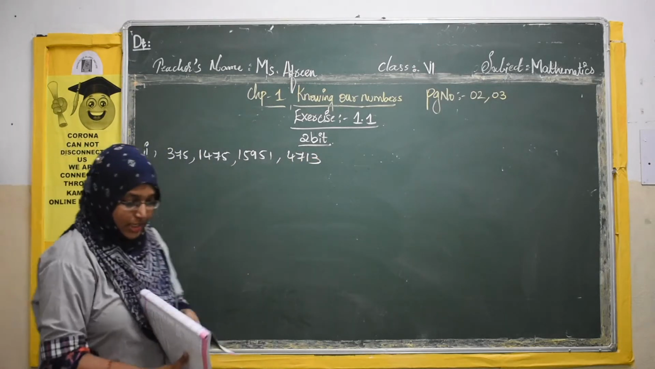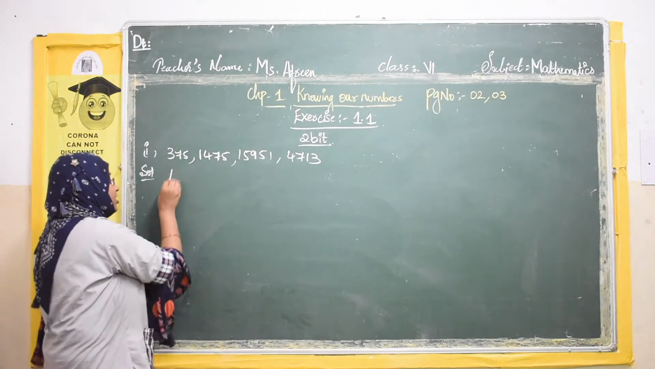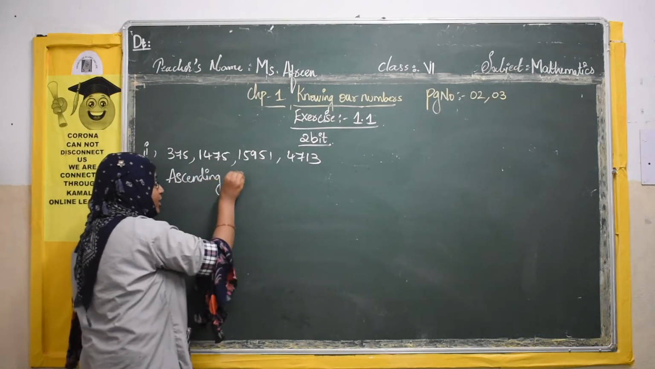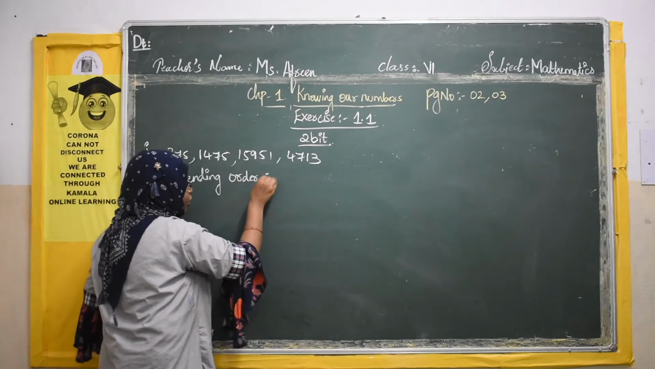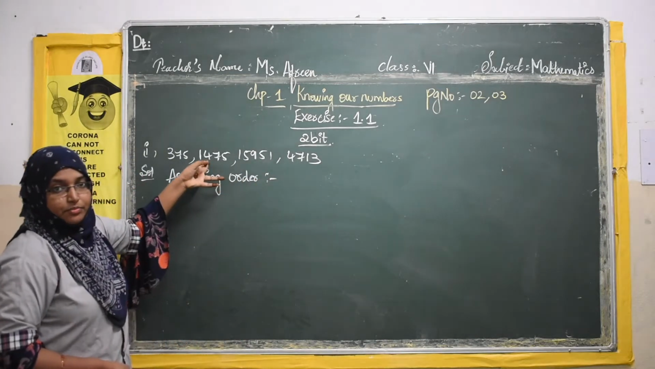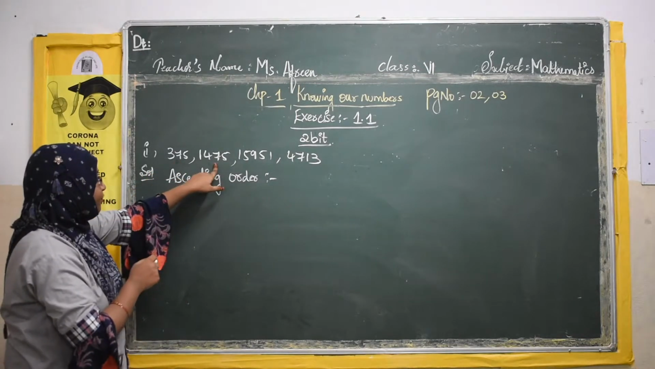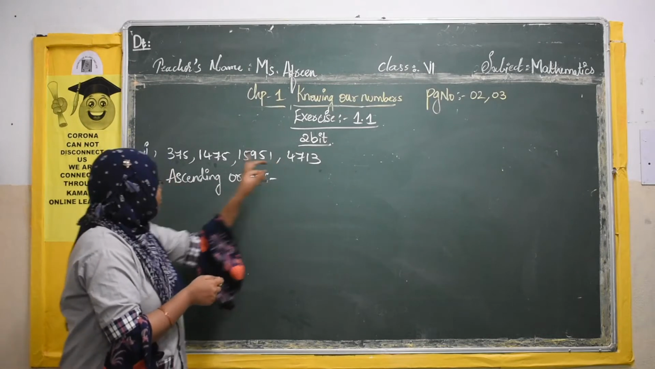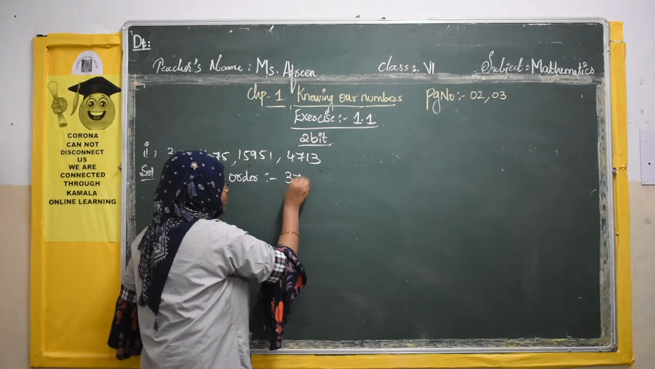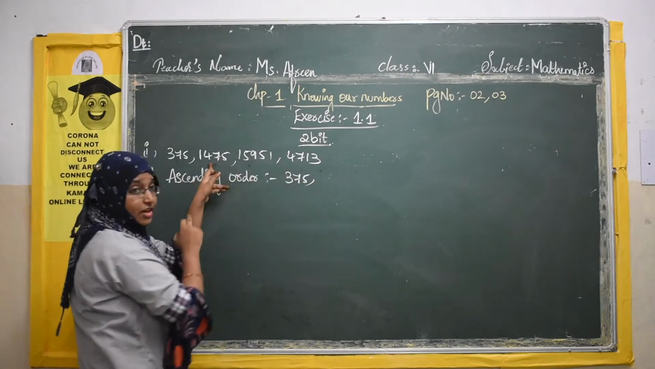Now we have to write in ascending order. What is one more name for ascending order? Increasing order. So let us first write ascending order. Increasing order means small to big. Among this series of numbers, which is the smallest one? It is 375, because it has fewer digits. Here there are 4, 5, again 4 digits. So 375 has the smallest number of digits. Next, after 375, there are two numbers having 4 digits.